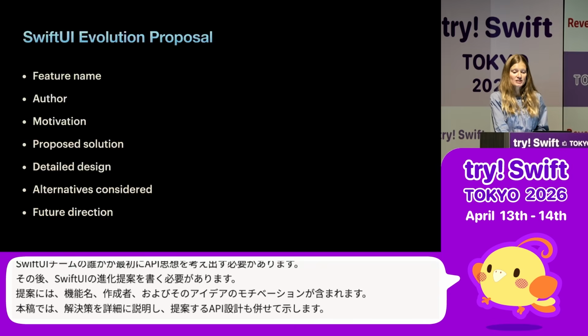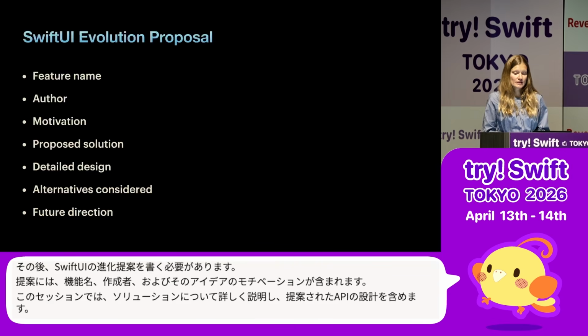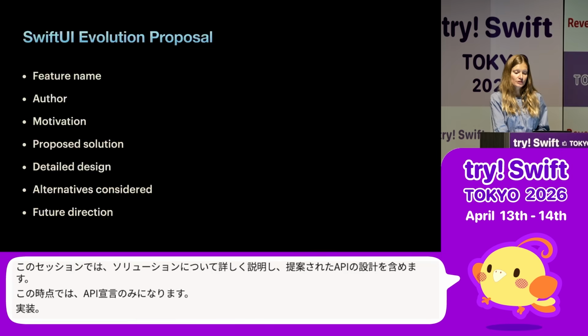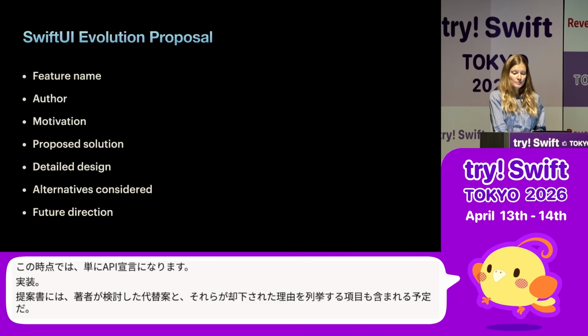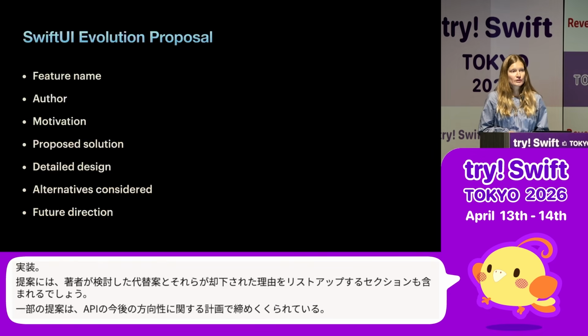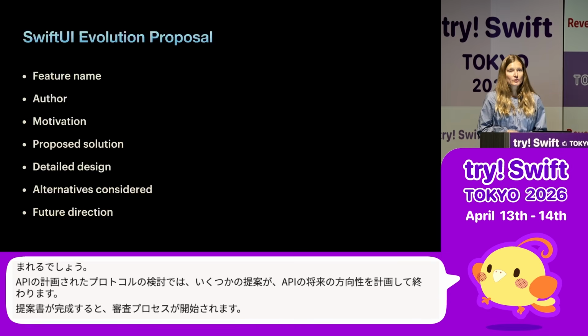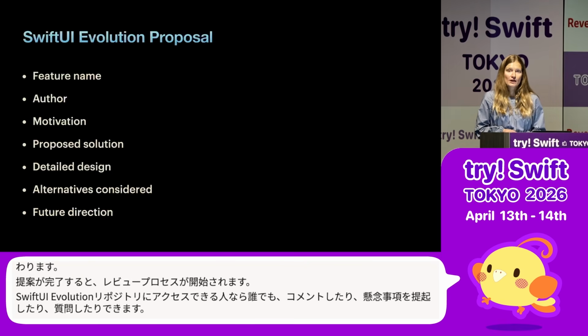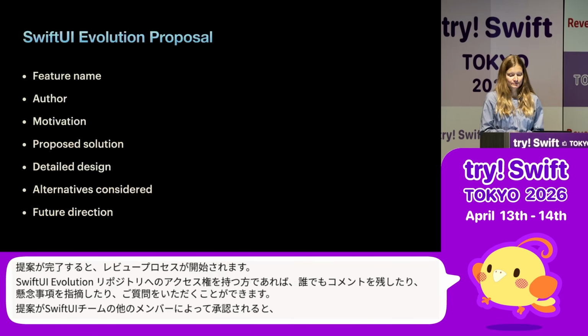At this point, it would just be the API declaration, not the implementation. The proposal would also include a section listing what alternative solutions the author considered and why they were dismissed. Some proposals conclude with a planned future direction for the API. When the proposal is completed, the review process starts. Anyone who has access to the SwiftUI evolution repository can comment, raise concerns, ask questions. When the proposal gets approved by other members of the SwiftUI team, the author can start working on the API implementation.